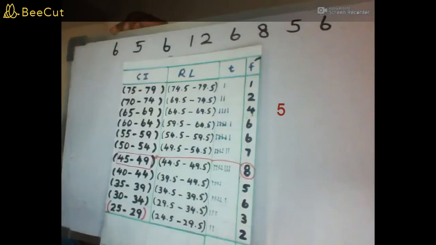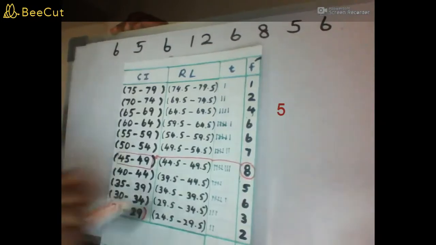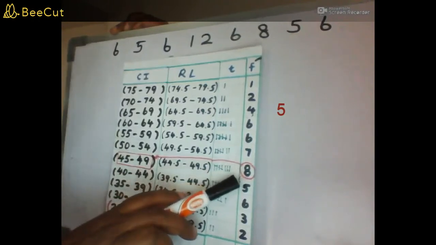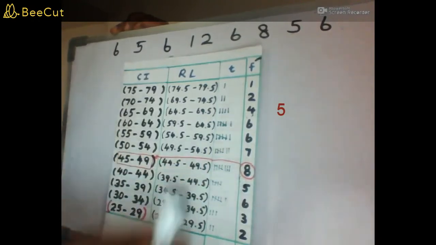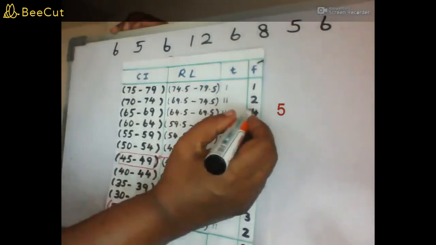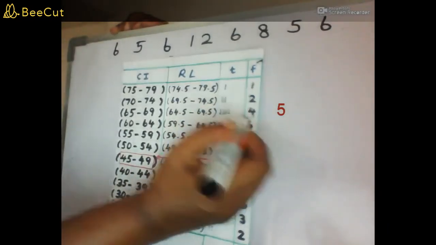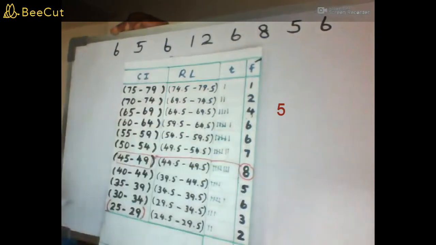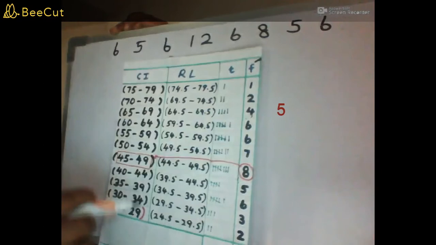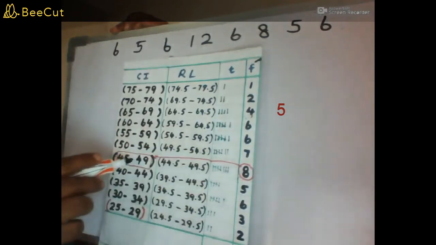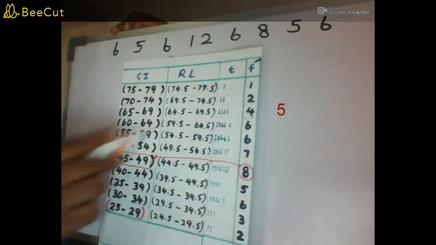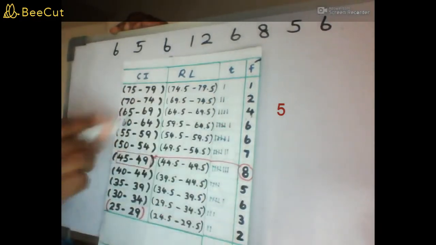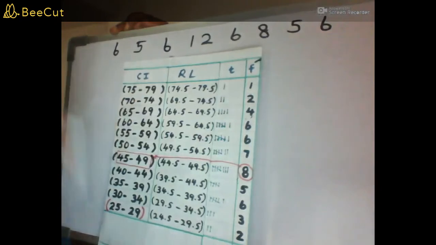Okay, I forgot to tell you. Now in this group data, there's 8, right? That's the highest frequency. Suppose you have 8 here also, 8 instead of 4. Then you have 2 modes. You have to calculate this mode, and here this mode. Then you have 2 modes.